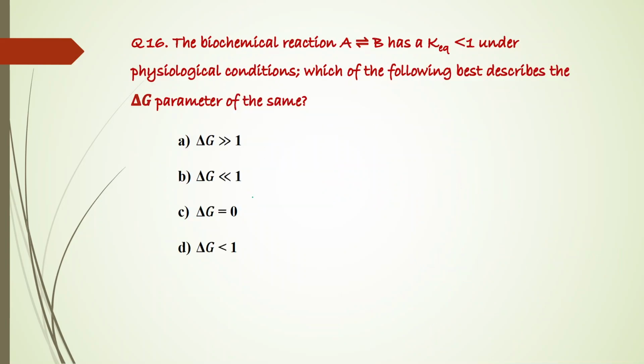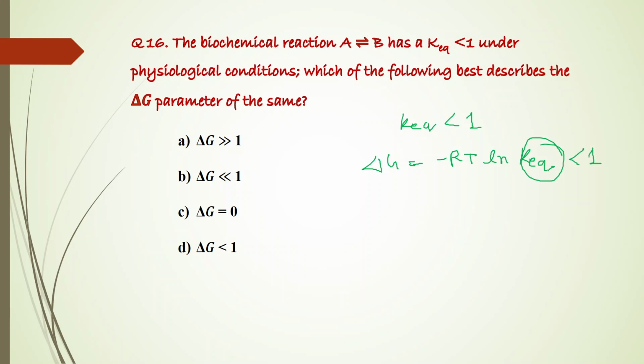It says the biochemical reaction A to B has a K equilibrium value less than 1 under physiological condition. So you have K equilibrium less than 1. Which of the following best describes the delta G parameter of the same? So how do you relate delta G with K equilibrium? We know delta G equals minus RT ln K equilibrium. Now this K equilibrium value is less than 1. That is what is stated in the question.